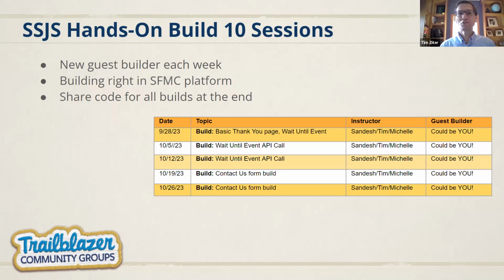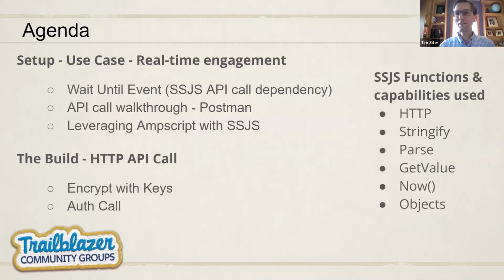Today we are going to be covering those core functions, primarily focusing on the HTTP functionality. Along with that, we'll cover some of the more core utility functions to build out this scenario. We're going to break this down into two different areas. First is the setup to do the actual coding itself. We're going to be using the use case of this cool journey functionality, the wait until event functionality, that requires an SSJS API call from either a script or a cloud page.